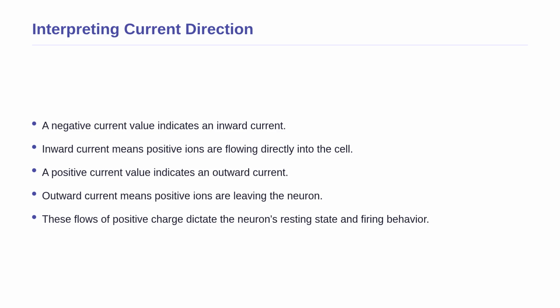These two examples we just solved bring us to a critical rule about interpreting the direction of ionic currents. In the standard convention of neurophysiology, the sign of the current tells us which way the positive ions are moving. A negative sign, like we saw with sodium, means that positive ions are flowing directly into the cell. We call this an inward current, and it makes the inside of the cell more positive. Conversely, a positive sign, like we saw with potassium, means positive ions are flowing out of the cell. We call this an outward current, which removes positivity from the cell and helps maintain its resting state.